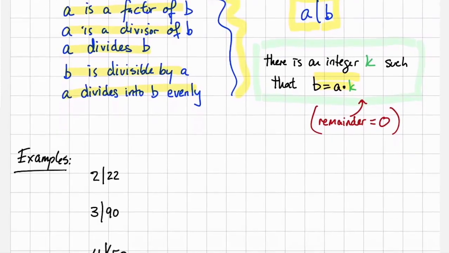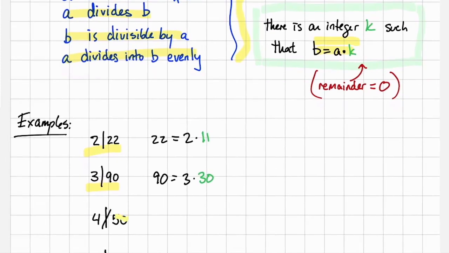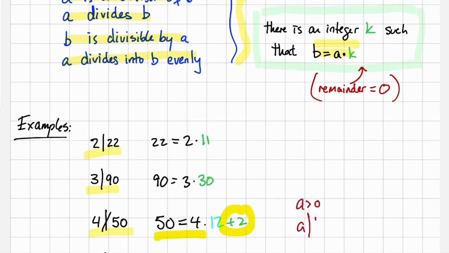As some examples, 2 divides 22, because we know 22 is 2 times 11. Similarly, 3 divides 90, because we know that 90 is equal to 3 times 30. At the same time, we would write 4 does not divide 50, because there's no integer where 50 is equal to 4 times that integer. If we think back to our division algorithm, we know that 50 is equal to 4 times 12 plus 2, and because there's this remainder of plus 2, then 4 does not divide 50. And so what we're saying is that a divides b when a is greater than 0 is the same thing as b mod a is equal to 0.